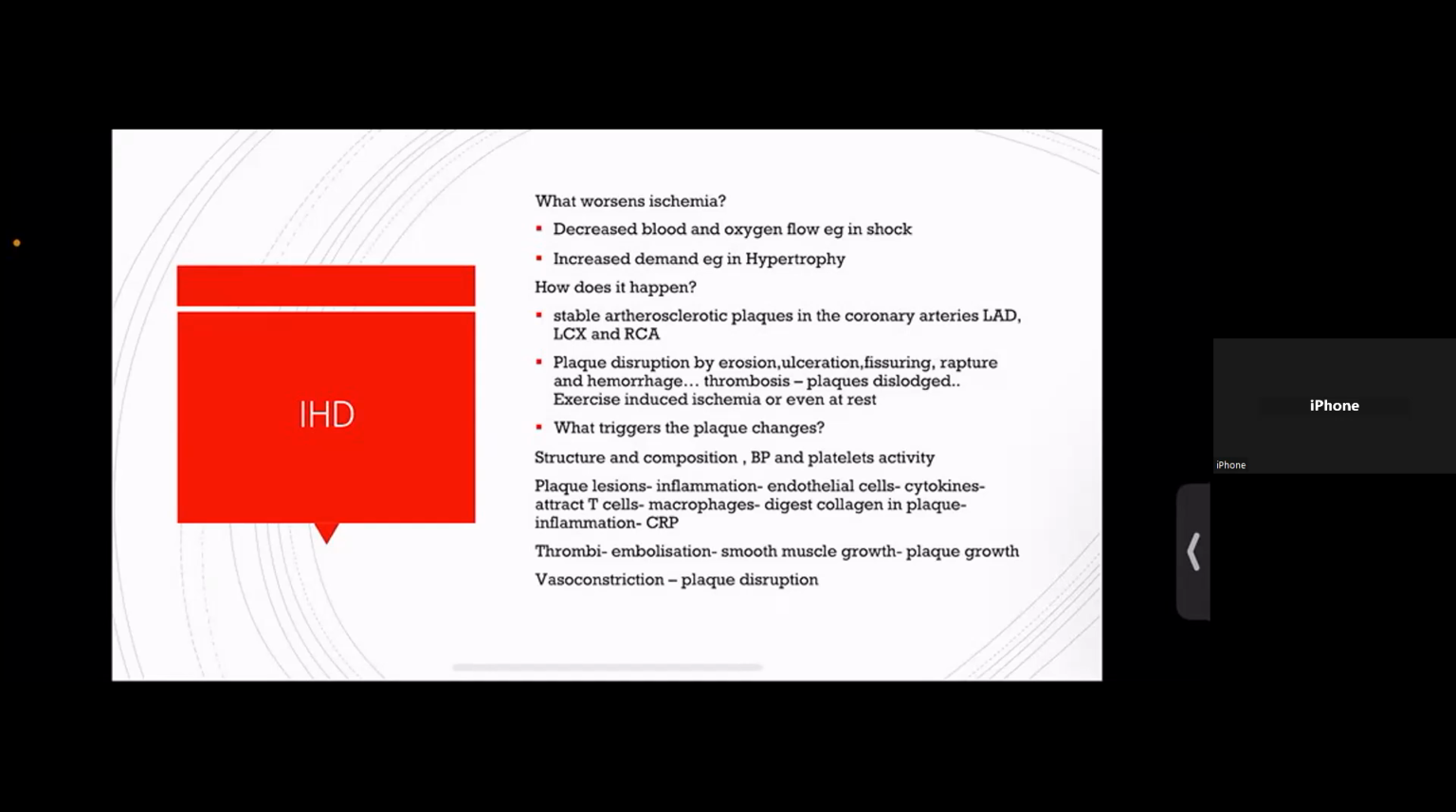Okay. The CRP is not very specific. We cannot say that it is an indicator of heart disease, but in a case of ischemic heart disease, because of the disruption of the plaques and the inflammatory reaction that is going to happen, we are going to have CRP getting elevated. Okay. So we have thrombi formation, embolization, smooth muscle growth, then plaque growth, vasoconstriction, plaque disruption.